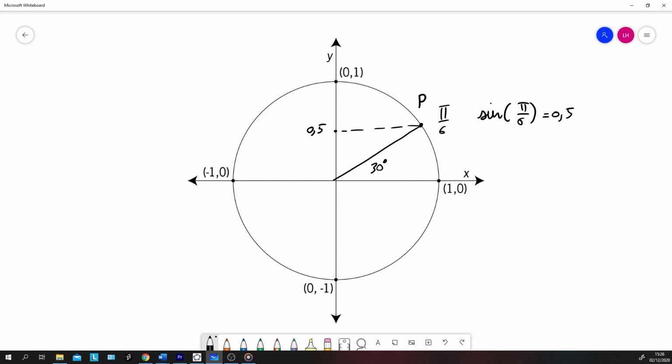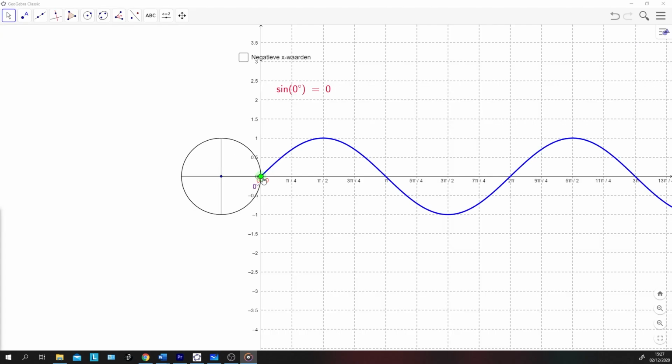What does this have to do with the graph of the sine function? In the coordinate system, the x-axis shows the size of the angle in radians. The y-axis shows the value of the corresponding sine. I am now going to put point P from the example in the coordinate system. We can see that the value of the sine is shown in the coordinate system. We can do this for every other angle in the unit circle.